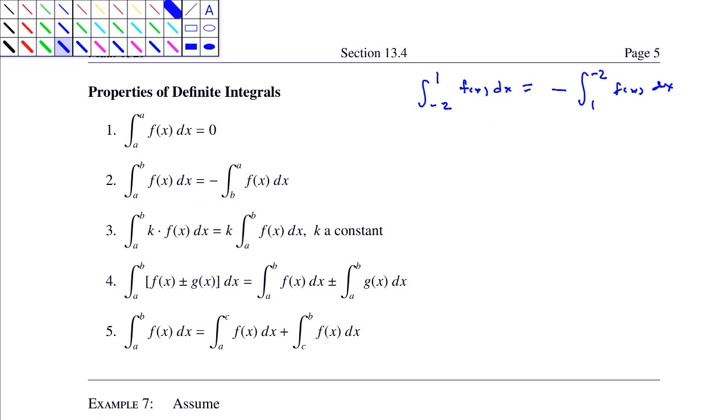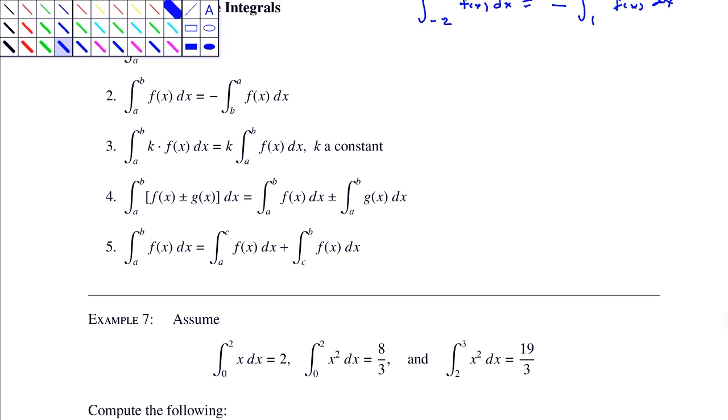Property 1 says if you go from A to A, then that integral is 0. Property 3 says if you go from A to B of k times the function f of x, then you can pull that k out in front and then just take the rest of the integral. K is a scalar, so you're sort of taking out the scalar and saying I'll handle it later. Property 4 is if you have two functions that are added and you're taking their integral, then you can split that up and take the integral of each individual function and then add the results. Same thing for subtraction.